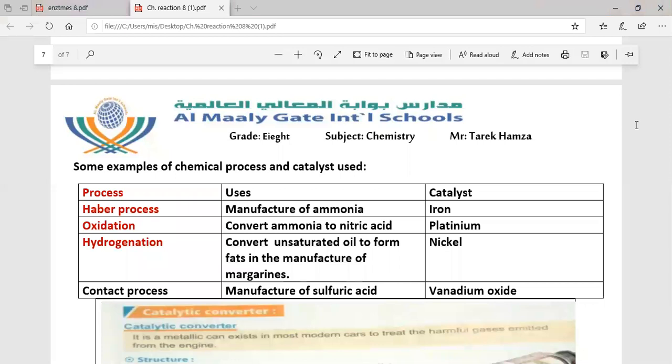Again, some examples of chemical processes and the catalysts used. The Haber process is used to manufacture ammonia. The catalyst here is iron. Oxidation: the process called oxidation is used to convert ammonia to nitric acid. The catalyst here is platinum.